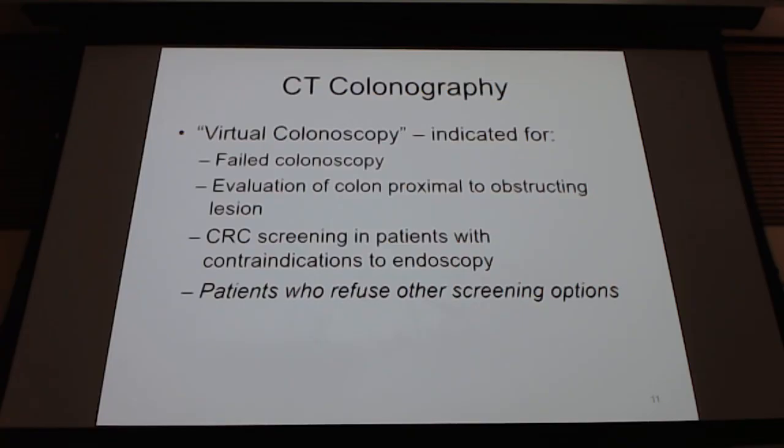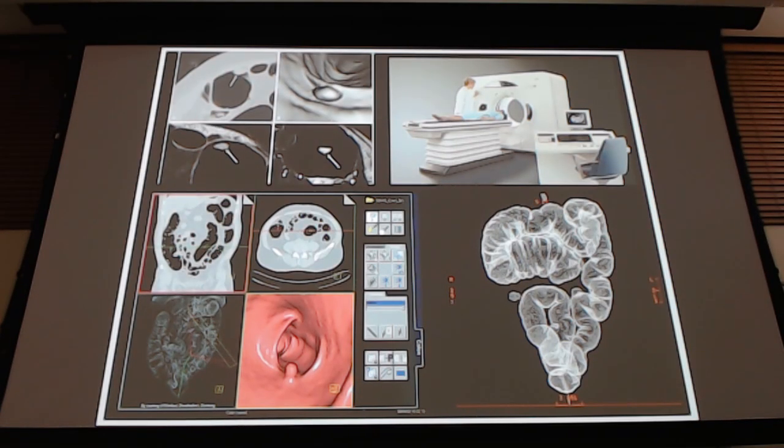People that cannot or fail the colonoscopy can get a virtual colonoscopy. We also look at these as colorectal cancer screening in patients that cannot get a colonoscopy for whatever reason. So that's going to evaluate the colon. Usually if they find an obstructing lesion, they can do a virtual colonoscopy to see if there's any metastasis or whatnot. So here is how that views.